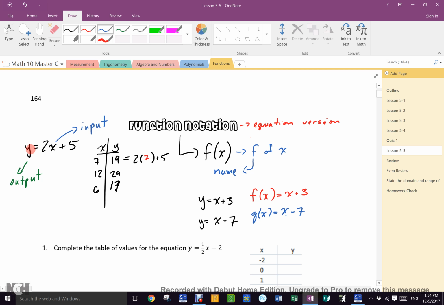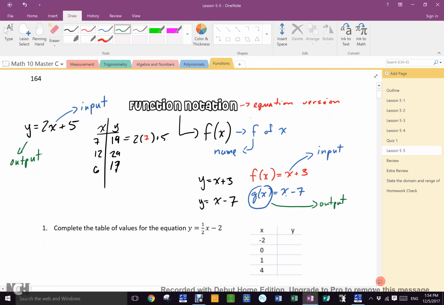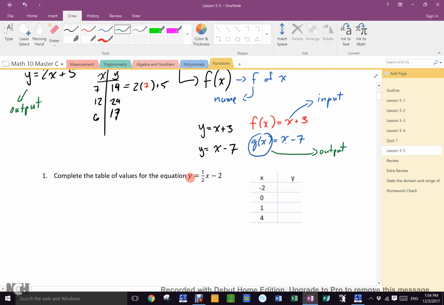So instead of x and y being input and output, x is still input, and this whole thing is now my output. Everybody good? All right. Let's build on that knowledge from grade 9, the way we used to write it, up to grade 10, the way we're gonna write it. Everybody cool? So let's start with this one.